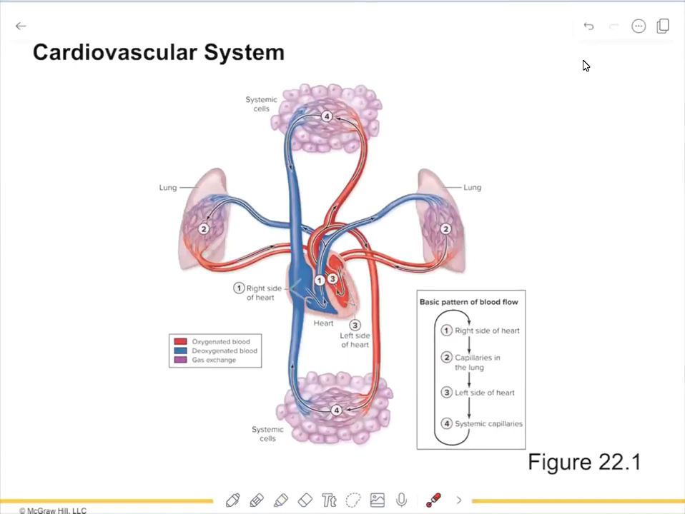So the basic pattern of blood flow is, if we begin with the right side of the heart, it doesn't really matter what side you begin on, but the right side of the heart is going to take deoxygenated blood to the lungs. And then the left side of the heart is going to take oxygenated blood to the entire system.